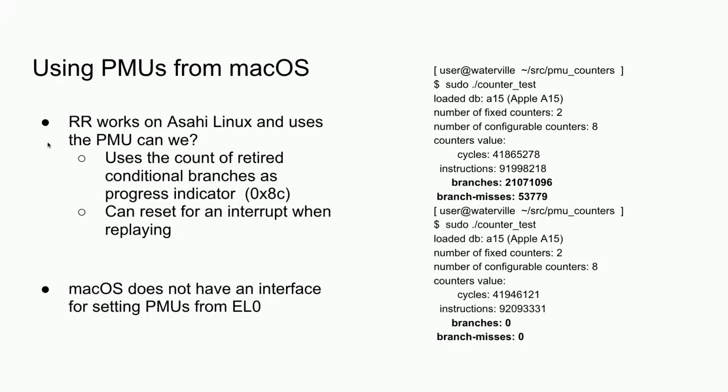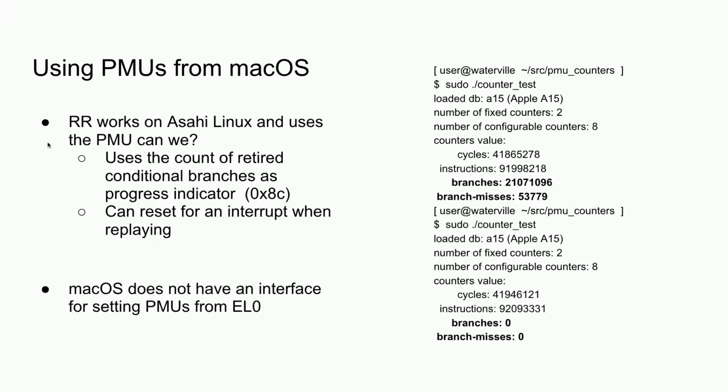So the idea is, you check the count and see where it is at the time that you get the signal, and then for replay, you simply set the counter beforehand and say, okay, now decrement. And when you hit this many branches, fire an interrupt to me. And this is great. It's zero overhead. Hardware handles this for you and you get a thing that you can stop on.